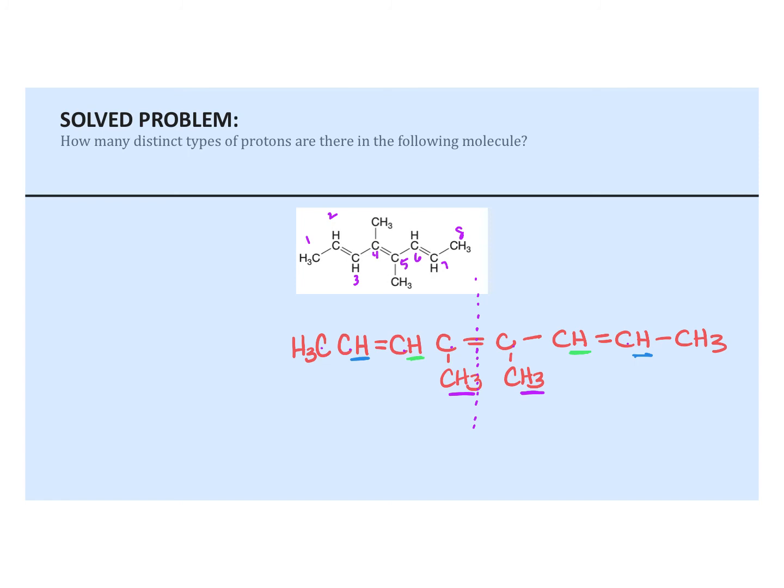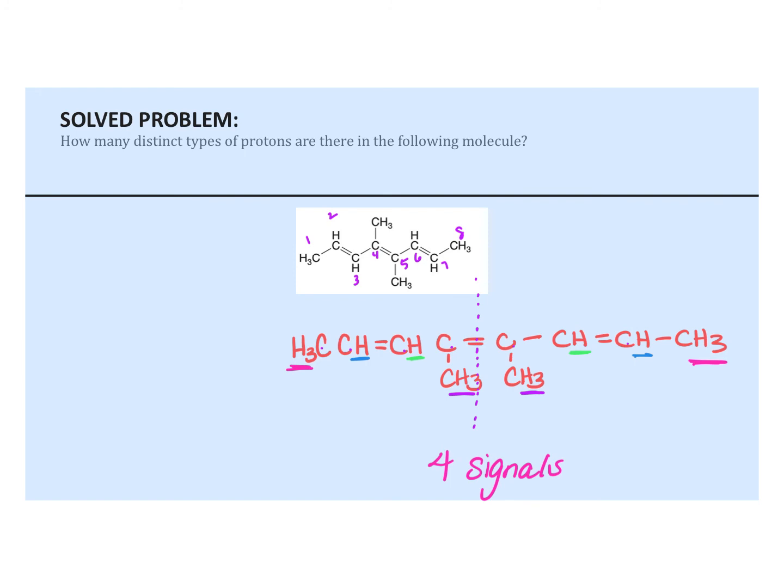Let's do pink. And that CH and that CH there. And so when we look at this, if we look at our different colors, we see here that we have 4 distinct signals, right? By finding that plane of symmetry. I find that that's the easiest way to do problems like this, is to look for that plane of symmetry.